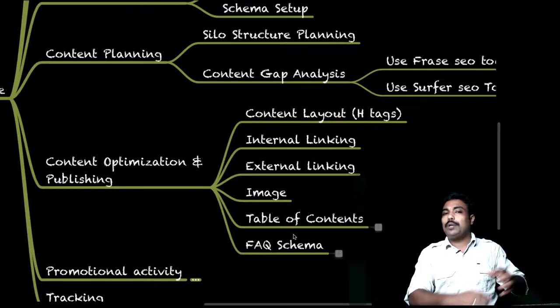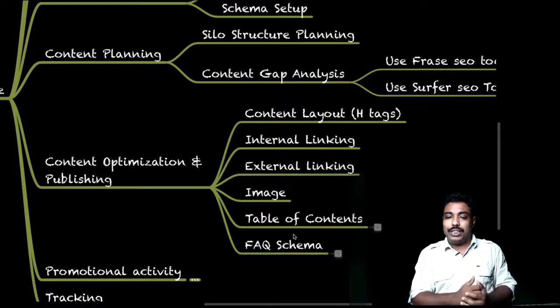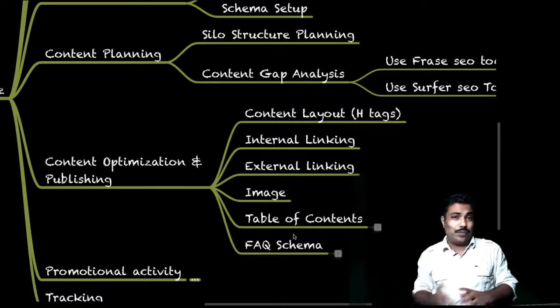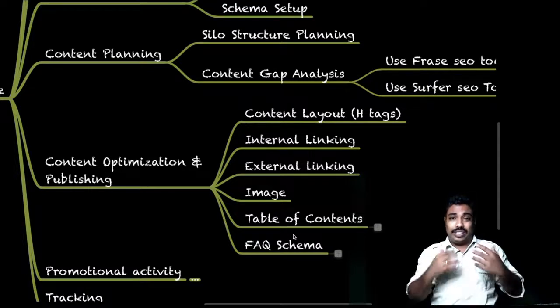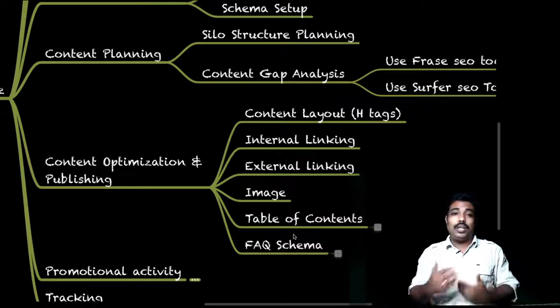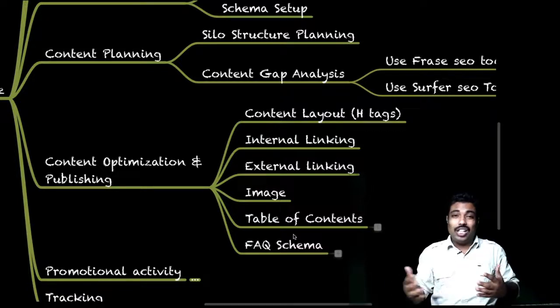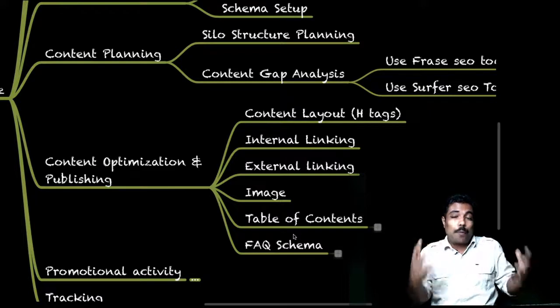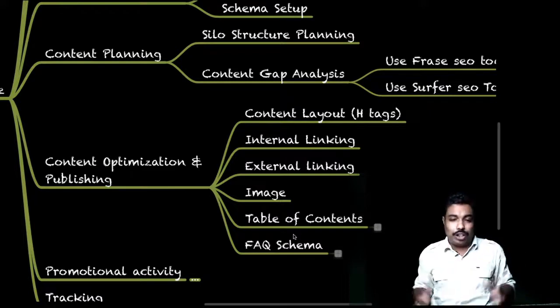Then we move to content optimization and publishing, where we look at the content heading tags. Are H1, H2, H3, H4, H5, H6 properly given, and are they including keywords or not? Then we look at internal linking. All the pages will be interlinked together so that link juice passes. We also look for external links, so that Google will understand that we have done proper research before publishing this particular article.